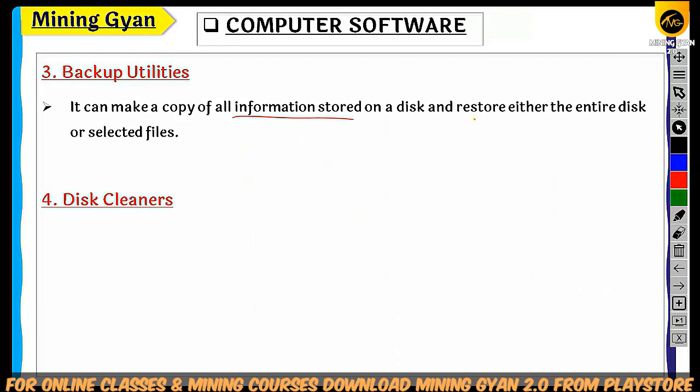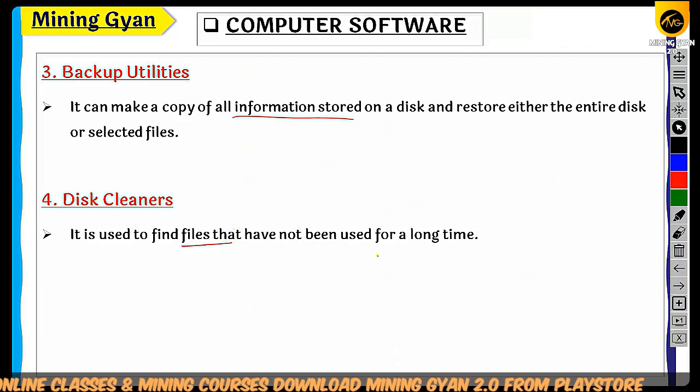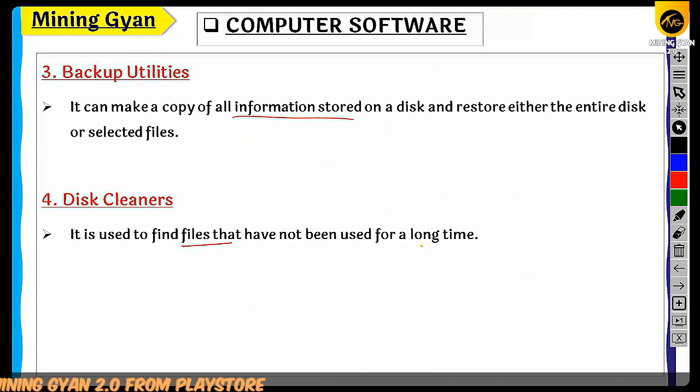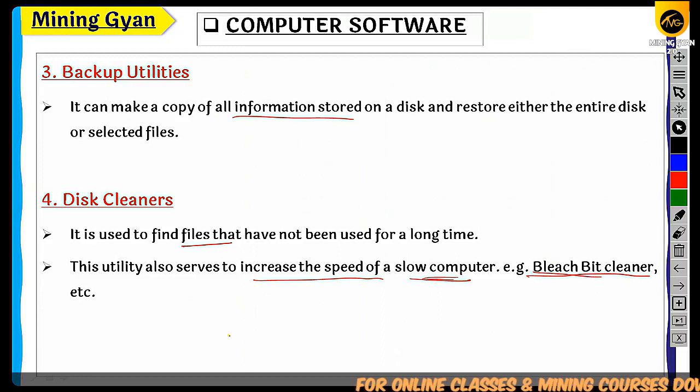The next one is the disk cleaner. Disk cleaners are used to find files that have not been used for a long time. So what it does is it cleans those files that have not been used for a long time, so that space can be improved and the processing speed can be increased. So this utility also serves to increase the speed of a slow computer. Example, BleachBit cleaner etc. This is the popular example, BleachBit cleaner, which is a type of utility.